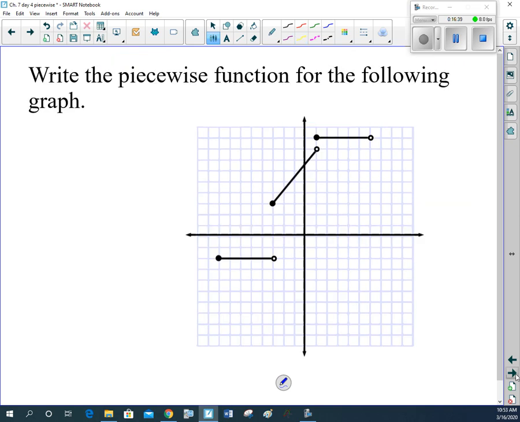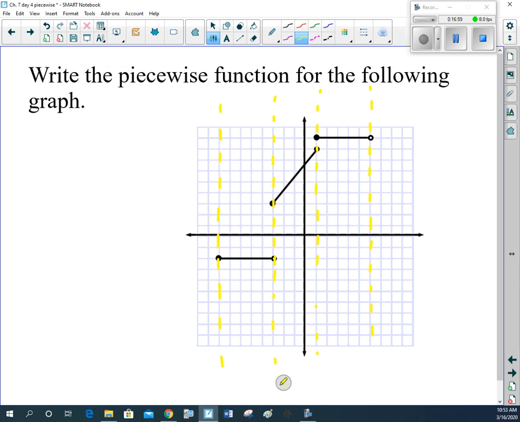Okay, now we're going to go in the other direction. We're actually going to write the piecewise. So we need to figure out what our boundaries are first. So it looks like to me I've got 3 pieces. I've got one here, here, here, and here. So I've got 3 equations I need to do.